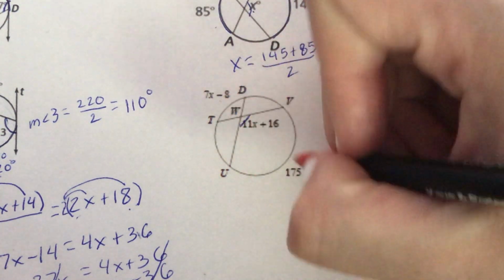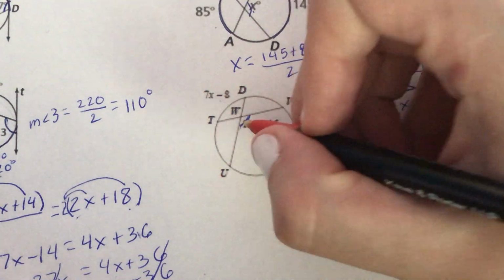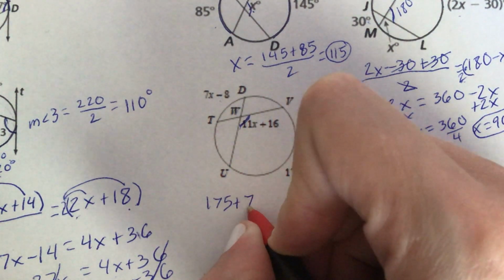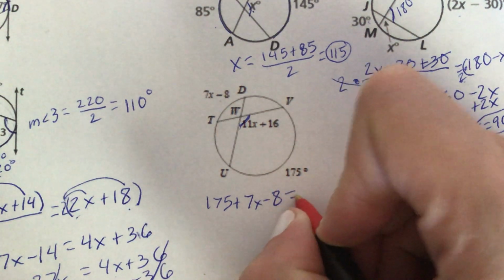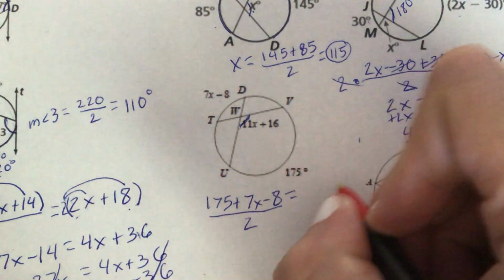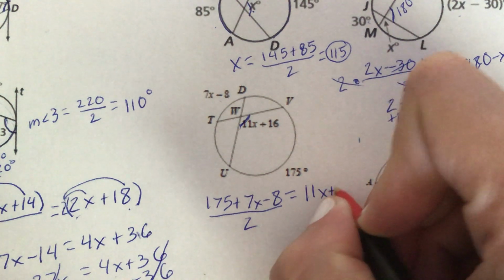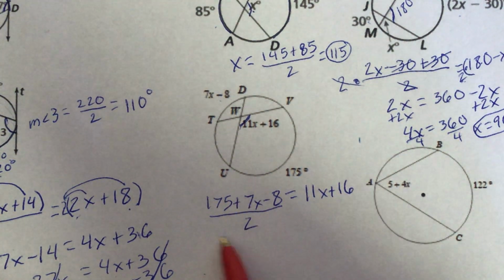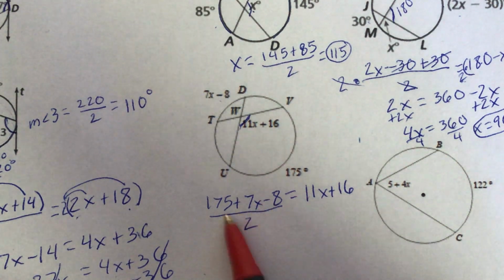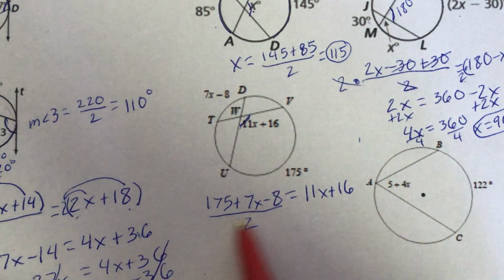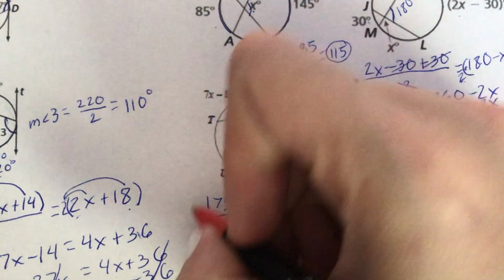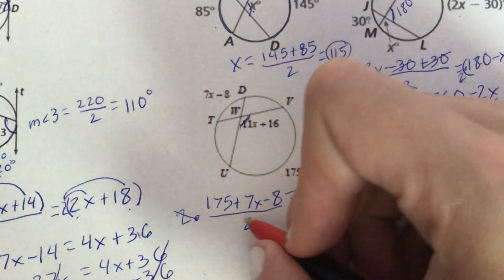We know that these two added together will give me this length. So if I do 175 plus 7x minus 8, divided by 2, sorry, is equal to 11x plus 16. So be careful, because I promise you, we're gonna have multiple choice questions, and one of the things that is probably gonna be an answer is if you forget to divide by 2. So make sure you don't forget this dividing by 2 part. All right, so we're gonna multiply by 2 on either side.